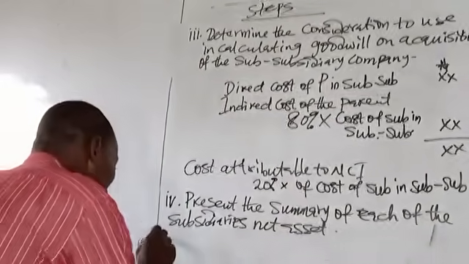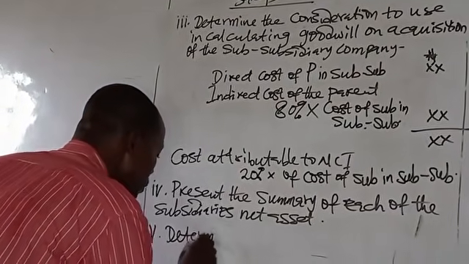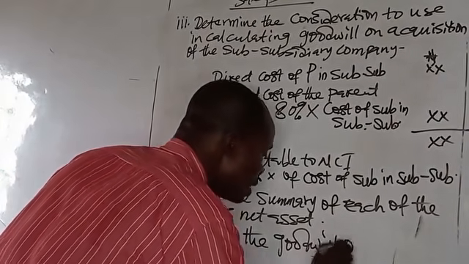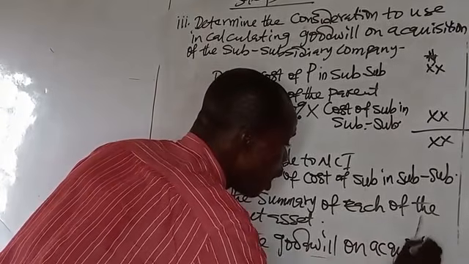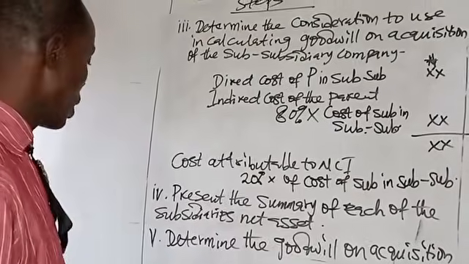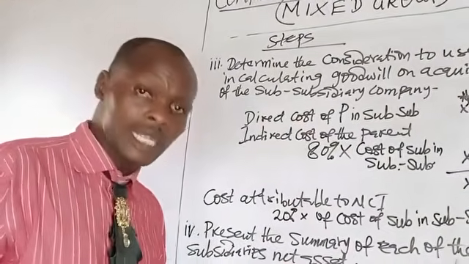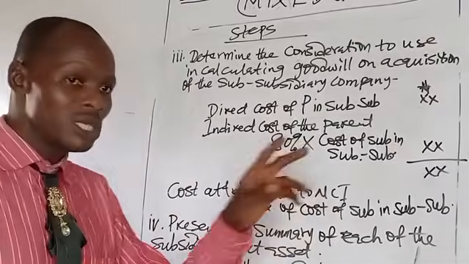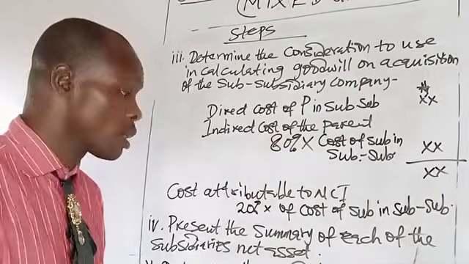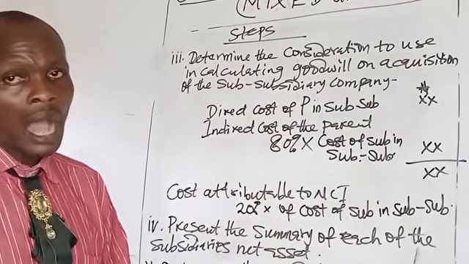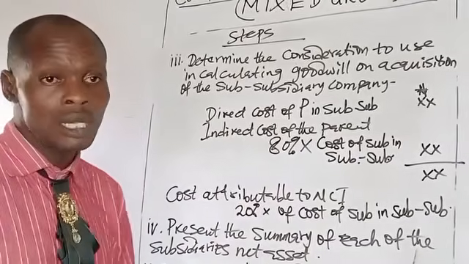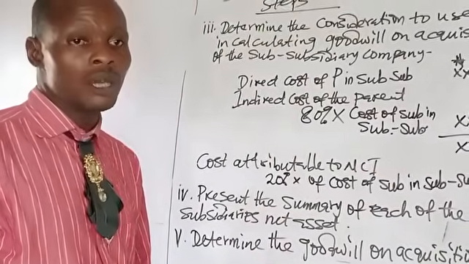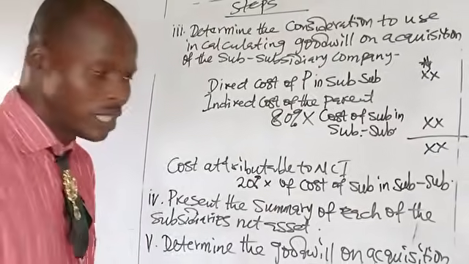Then step 5, determine the goodwill on acquisition. You are going to calculate your goodwill in the usual way. Positive goodwill can be aggregated. If you have positive goodwill, maybe the first subsidiary positive, the second one positive, then you can add them together. But if you have one positive and one negative, you can't net it. Offsetting is not allowed. Take note of that. Remember, negative goodwill is now to be called gain on bargain purchase.